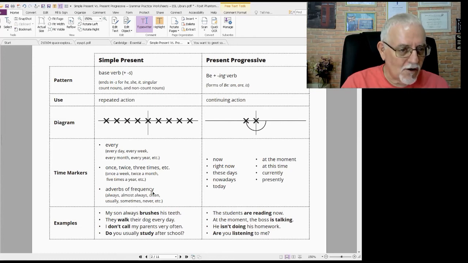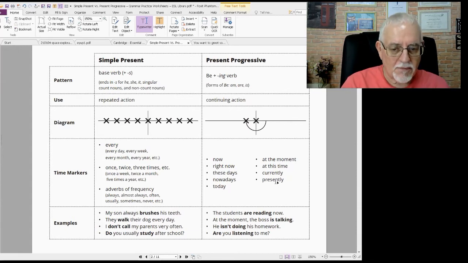Adverbs of frequency are often used with the simple present tense, where we have always. I always walk to work. I almost always walk to work. I often walk to work. So we can use any of these adverbs of frequency: usually, sometimes, never, seldom, rarely. And time markers for the present continuous are these: now, right now, these days, nowadays, today, at the moment, at this time, currently, and presently.